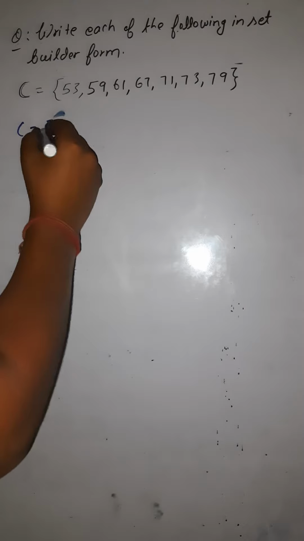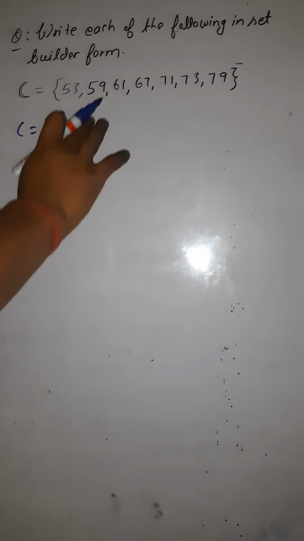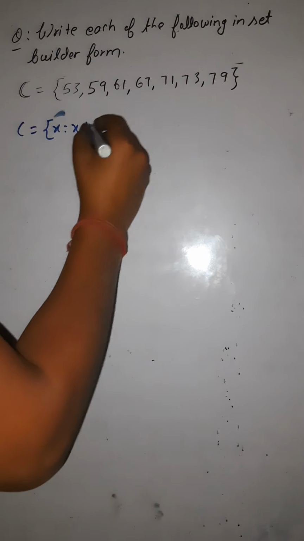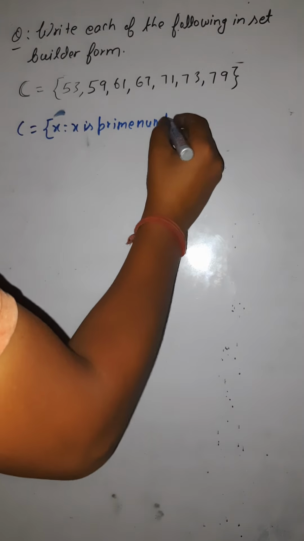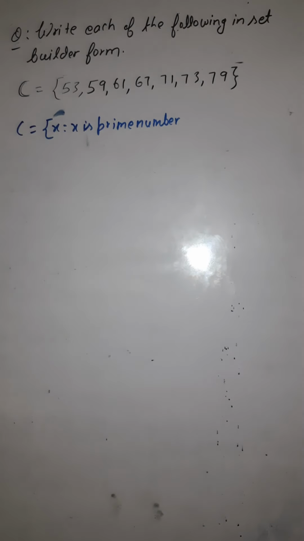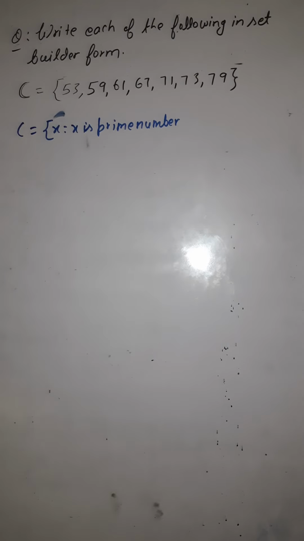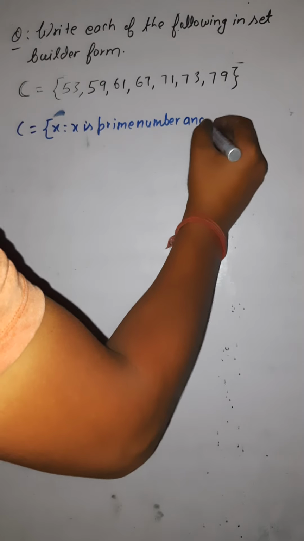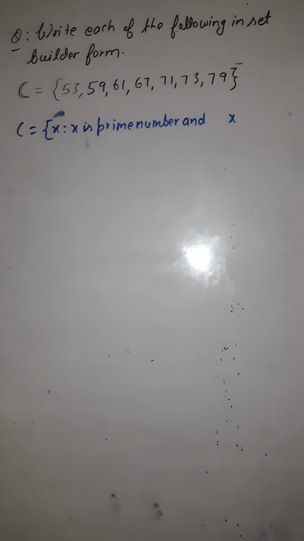The set C contains the element x such that x is what? x is a prime number. But this is not the complete information. Prime numbers are many. Again you have to limit this x. And x is what?